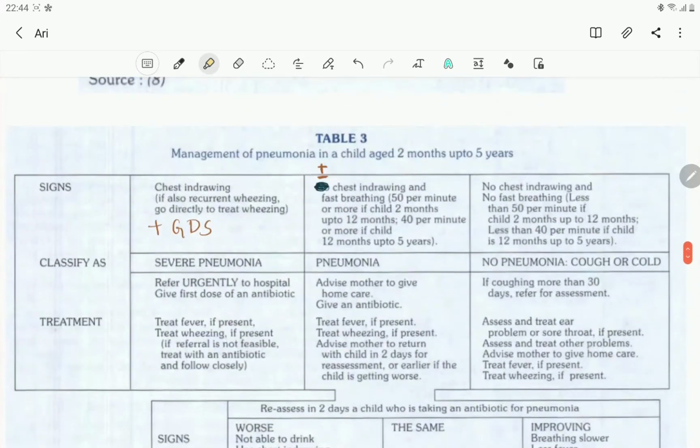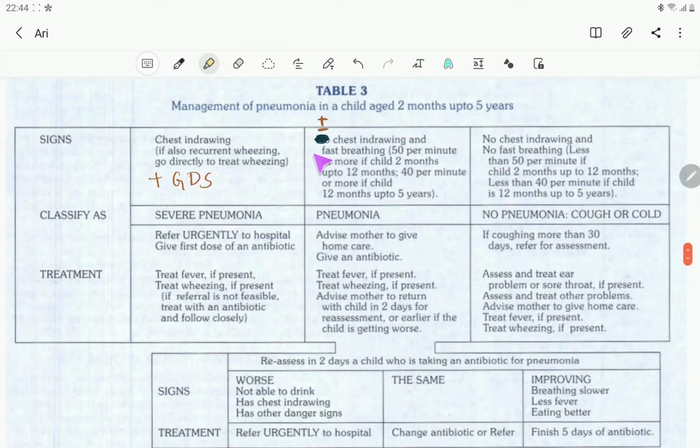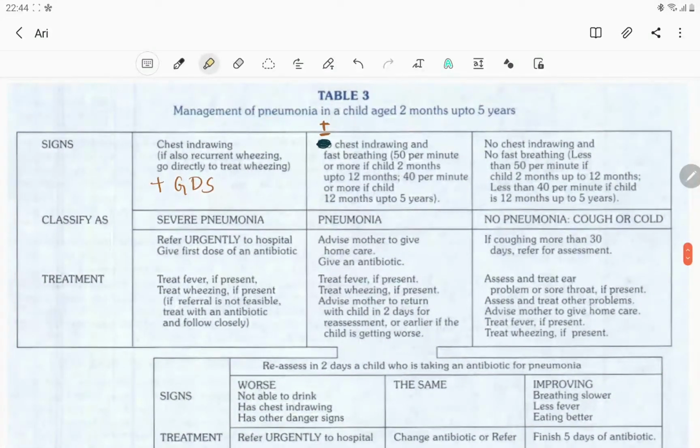So if we go to this table, we'll be able to see, and I have just made some changes over here. That is the update. And so we can see over here that it's severe pneumonia plus or very severe disease, and the general danger signs are included over here. And in pneumonia, it's plus or minus chest indrawing. So that is a new thing. And in no pneumonia, none of them are here.